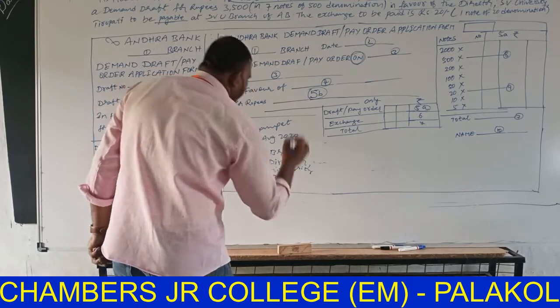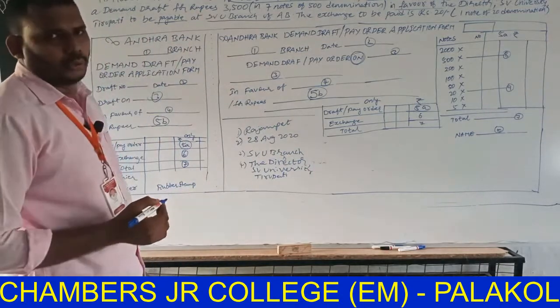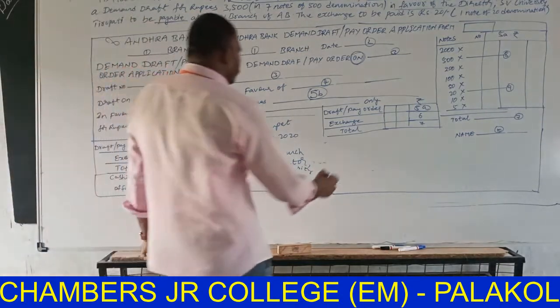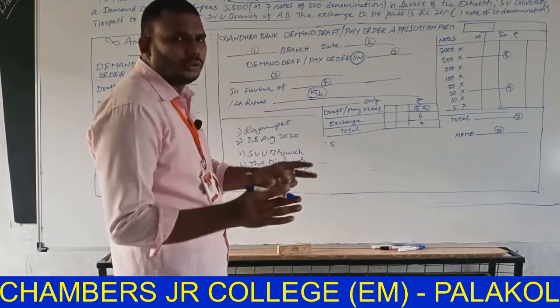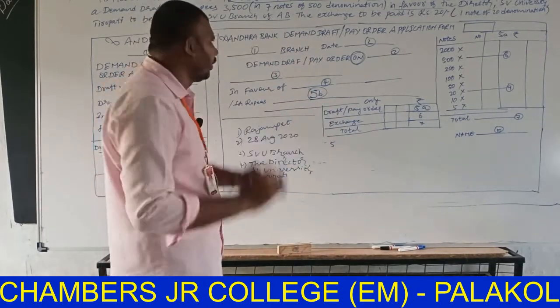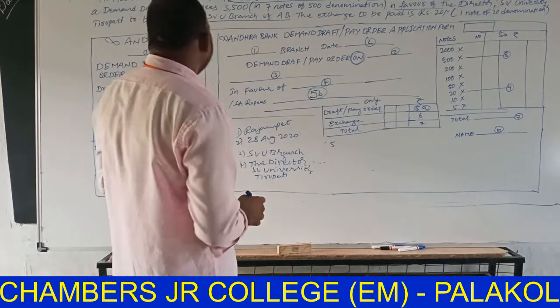So this is the address we need to write in column 4 as "in favor of." And come to number 5. Here, number 5 is not given directly; it is divided into subdivisions 5A and 5B. Here, see where the 5A is given.